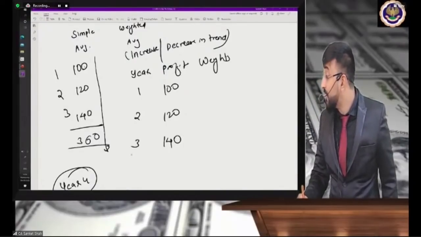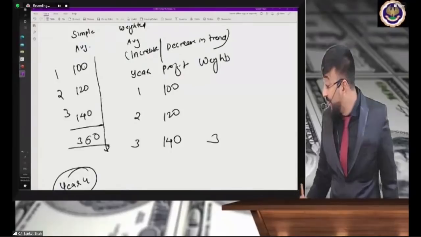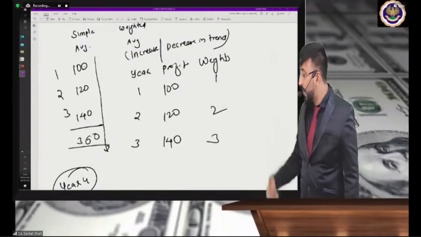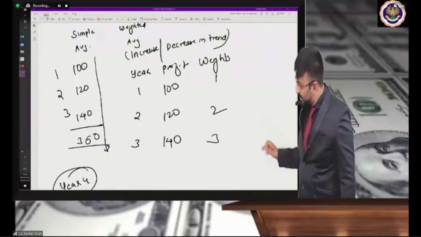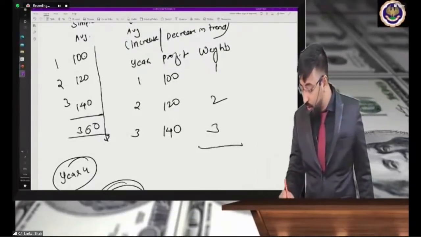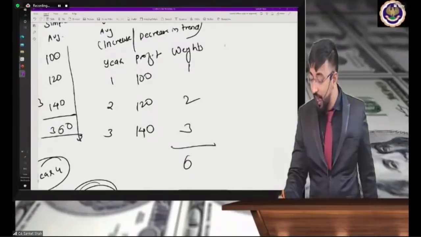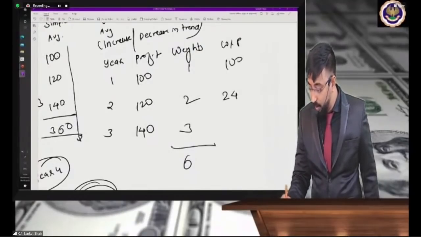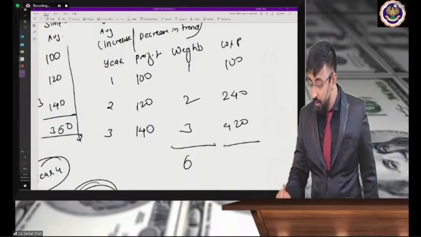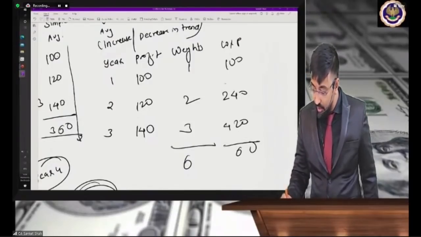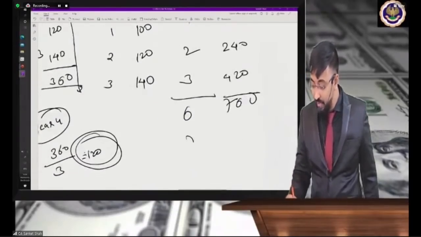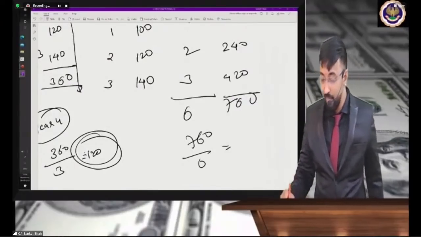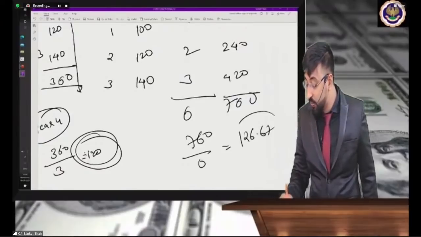The 3rd year is near the 4th year, so the 3rd year has the maximum weight and the 1st year has the lowest weight. Now the weights must be 1, 2, 3. Multiplying gives 100, 240 and 420, and take a total of the weights. Summation is 6. So the total is 760, and 760 divided by 6 gives the answer 126.67.